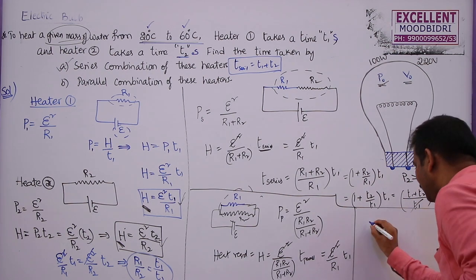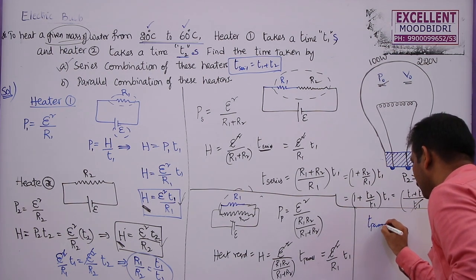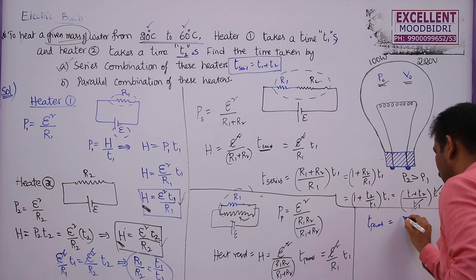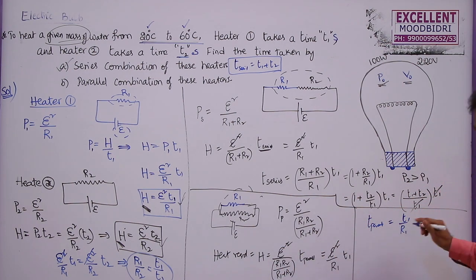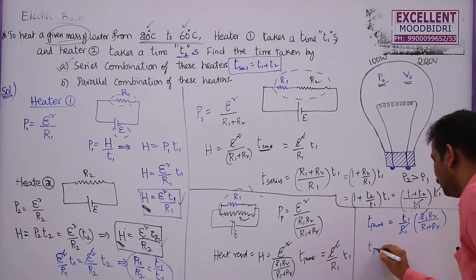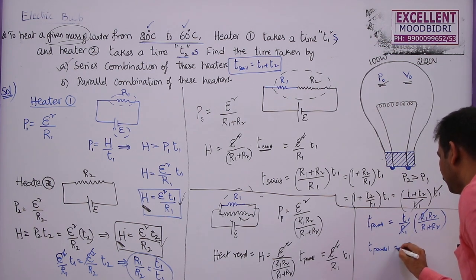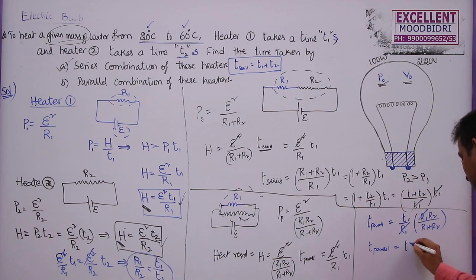So T parallel is given by 1 by R1 into T1, and bring this equation to this side. This will become R1 R2 by R1 plus R2. You can cancel R1 here. So T in parallel combination is given by T1 into R2 by R1 plus R2. So this is R2 by R1 plus R2.